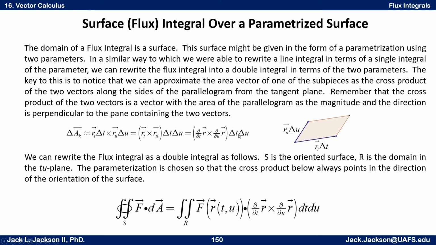Now, if we add those up and take a limit, then this delta u and delta t become dt and du. This is our cross product here, and then we're going to integrate our function f. So basically, the dA is replaced by this cross product and then the dt du. And then the f, of course, is probably given to you in terms of something else, like an x and a y maybe, or x, y, and z in 3D. But you want to get it in terms of your t and your u, so you just do a substitution there.